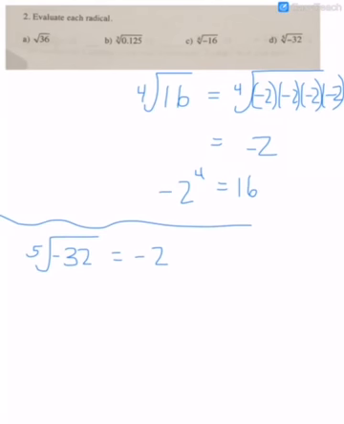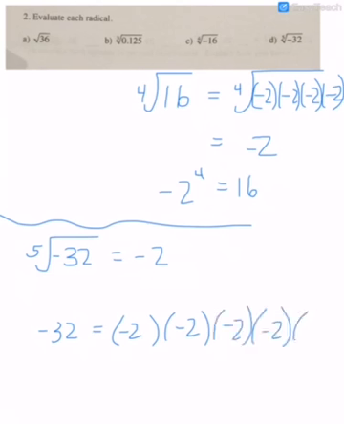So just remember that a root undoes a power. So also the 5th root of negative 32 would equal negative 2. And that's because negative 32 equals negative 2 times negative 2 times negative 2. We have to do this 5 times. Or in other words, negative 2 to the power of 5. So again, the opposite of negative 2 to the power of 5 would be the 5th root of negative 32.